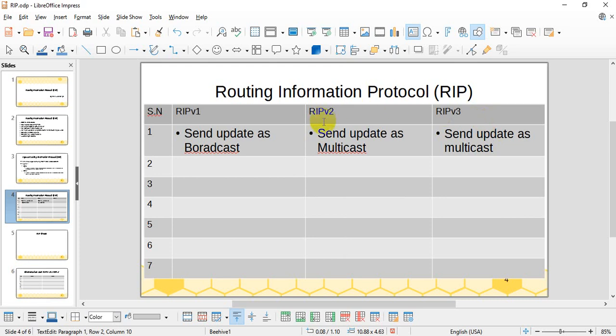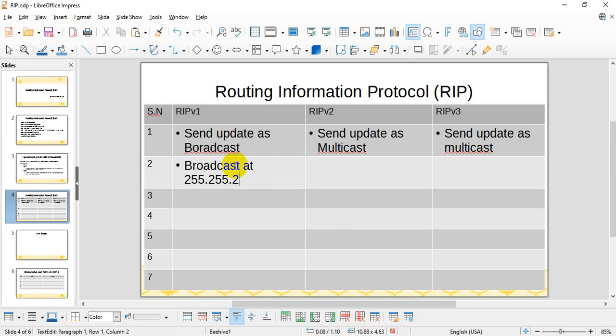Okay, RIP version 2 and version 3 send the updates of Routing Information Protocol as multicast, and in RIP version 1 the update is sent as broadcast. And the second comparison between RIP version 1, version 2, and version 3: in Routing Information Protocol version 1, it will broadcast to 255.255.255.255.